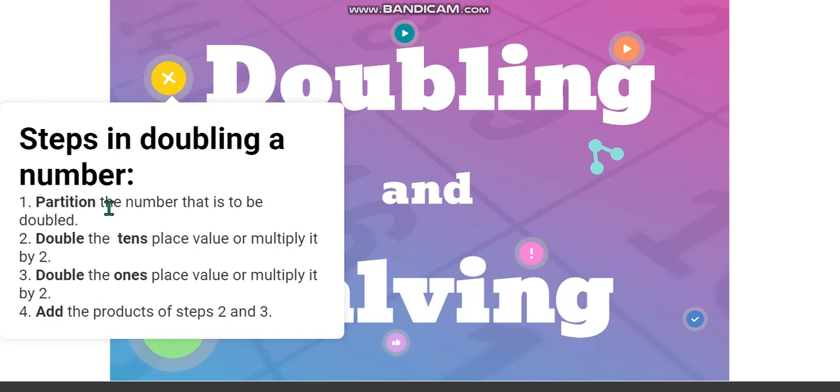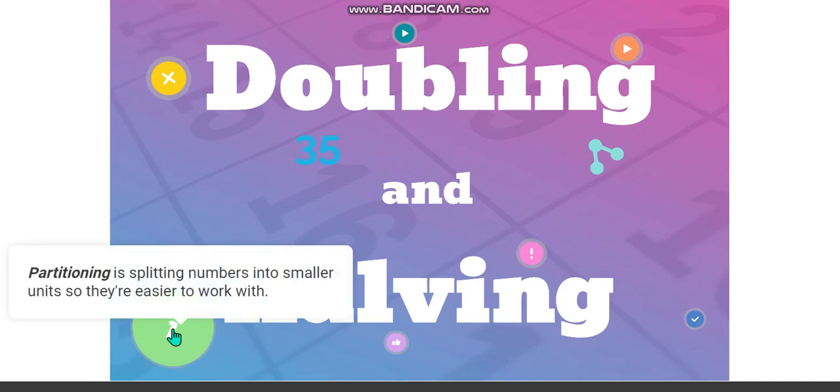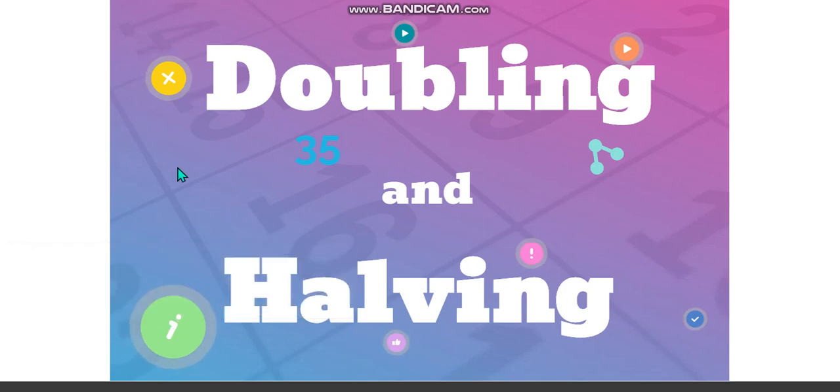Okay, partition will be the first step. Second step, double tens. Third step, we double the ones place value. And fourth step is we add steps 2 and 3, or the answers in steps 2 and 3. Now, how do we partition and why do we partition? Okay, partitioning is splitting numbers into smaller units so they're easier to work with. Okay, so yesterday we partitioned so that it's easier for you to double tens and ones.